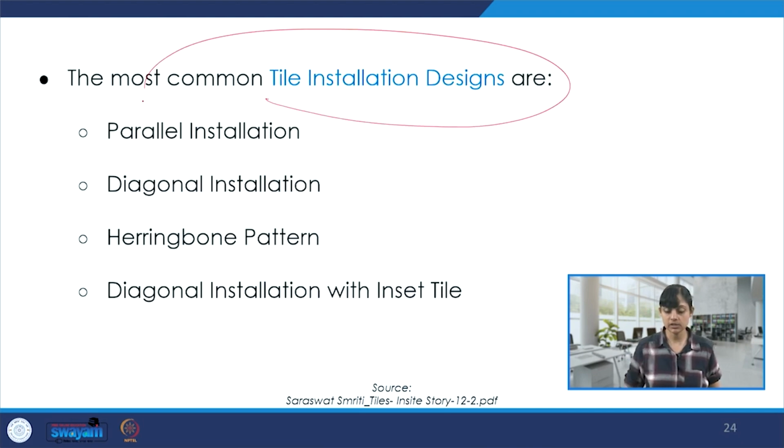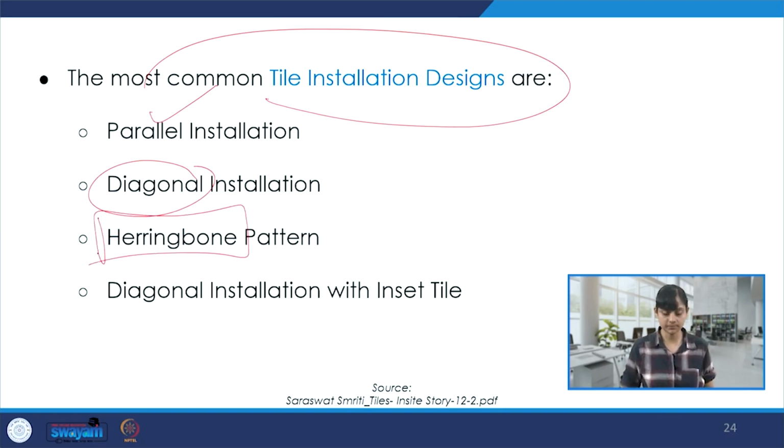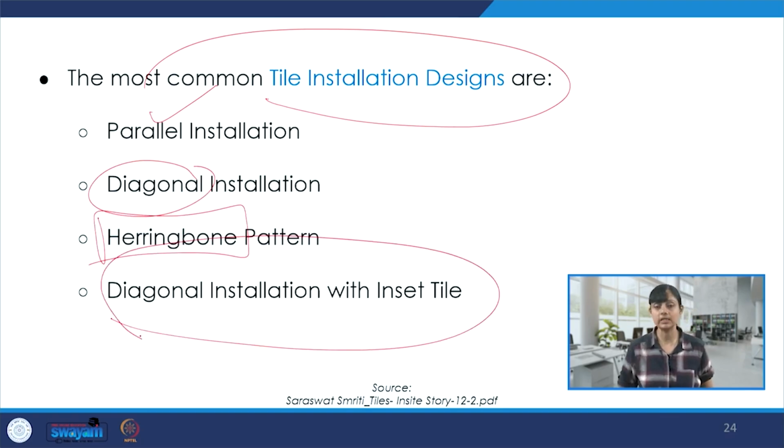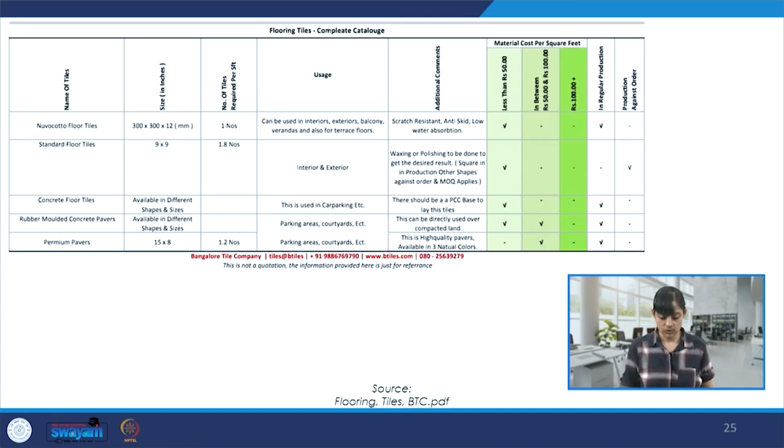Then the most common tile installation designs also we came across: parallel installation, the diagonal one, very beautiful herringbone pattern, and some other ways of doing with an inset tile. We also saw these very interesting technical specifications. This is a tile company, and this is for flooring tiles. And the inventories and charts and catalogs like these help us understand how there are certain details that are industry preferred, and how we can be industry ready while we are working with these materials with these kinds of details.